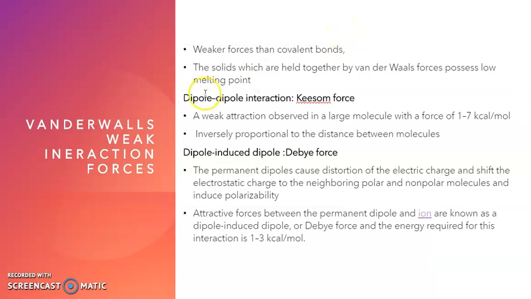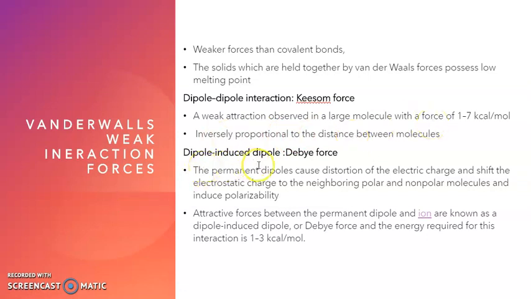So the characteristics are, these are weaker forces than covalent bonds. The solids which are held together by van der Waals forces possess low melting points. Dipole-dipole interactions are referred to as Keesom forces. These are weak interactions observed in large molecules with force of 1 to 7 kilocalories per mole and are inversely proportional to the distance between molecules.